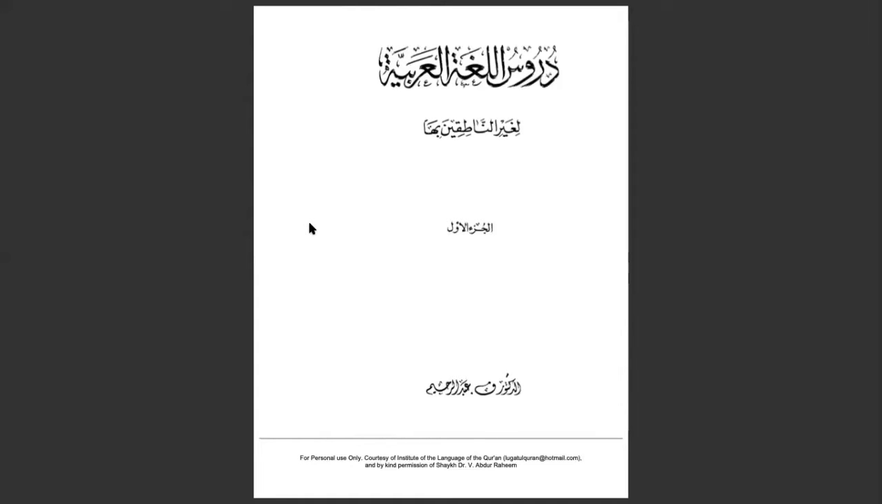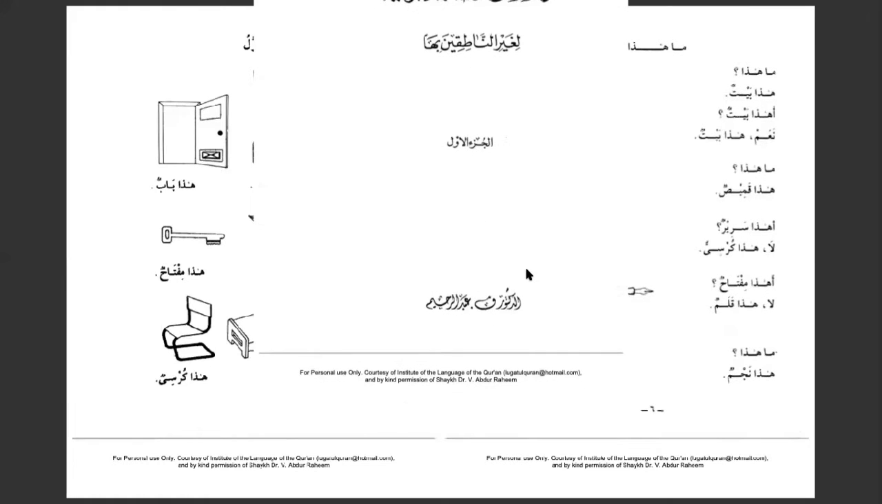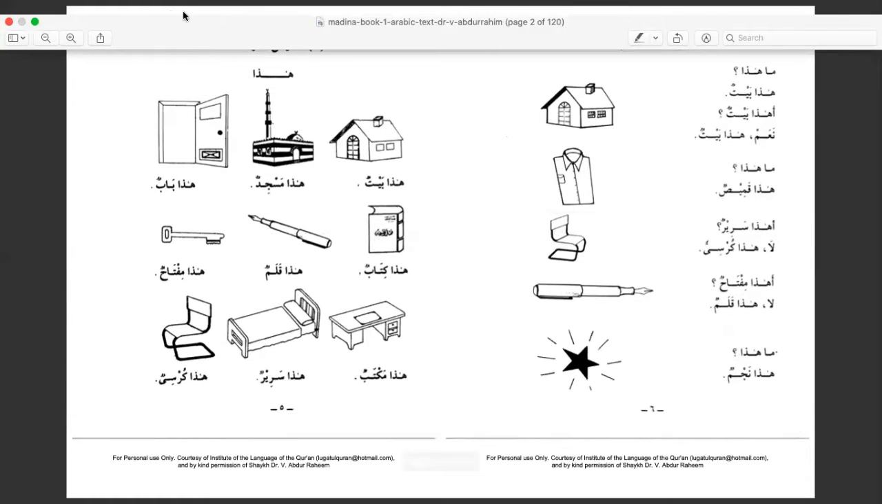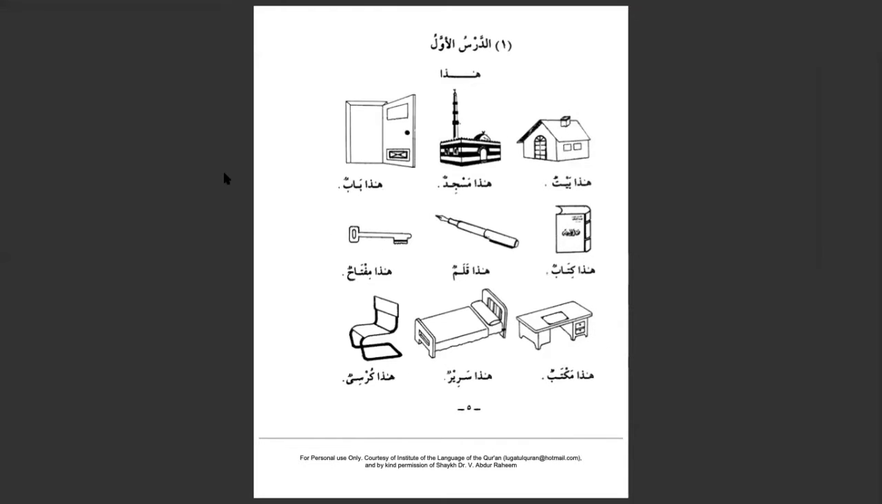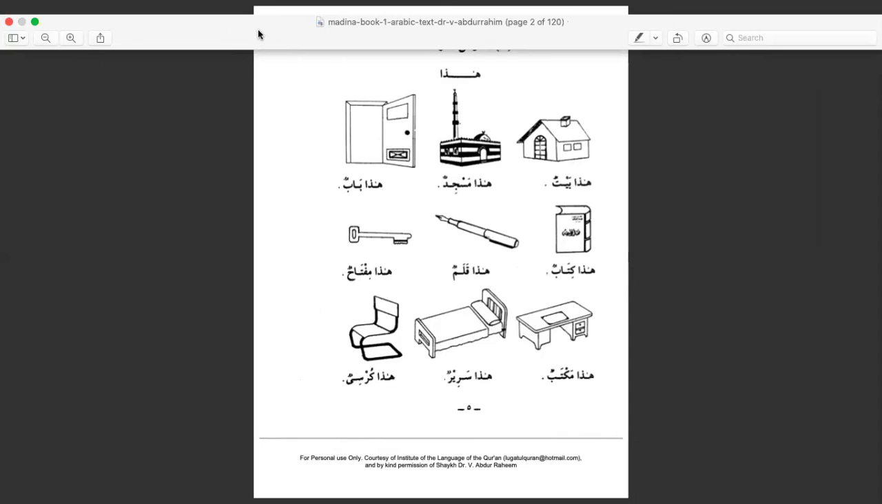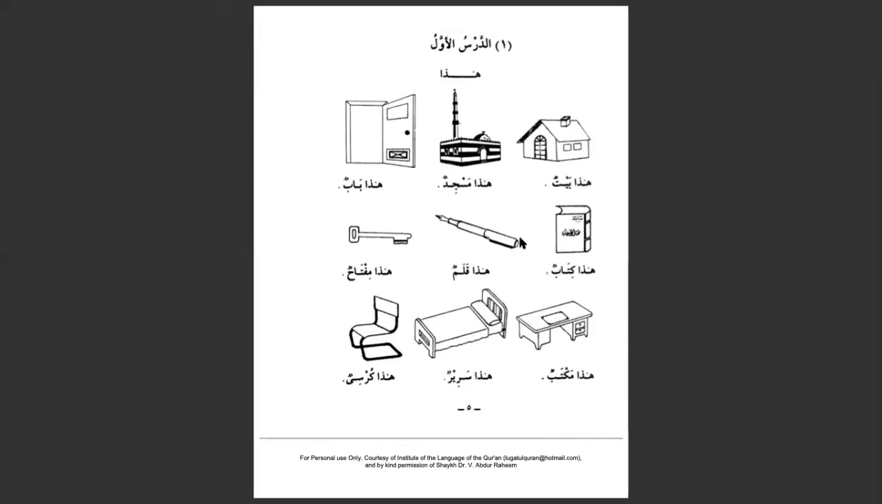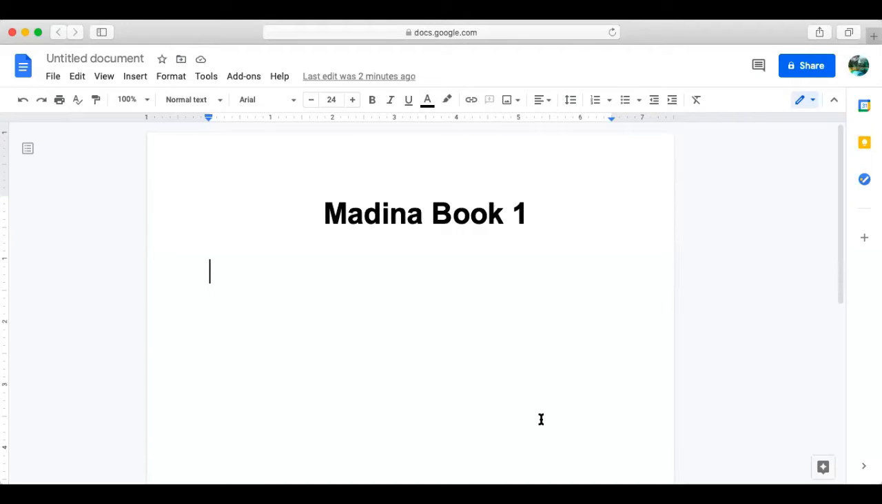So inshallah today is the first lesson for Madina book 1, which is named دروس اللغة العربية لغير ناطقين بها. So it's الجزء الأول, the first part of this Madina book 1. Inshallah we'll be going through this. So let's first of all get a brief introduction of this first chapter, Madina book 1, lesson 1.